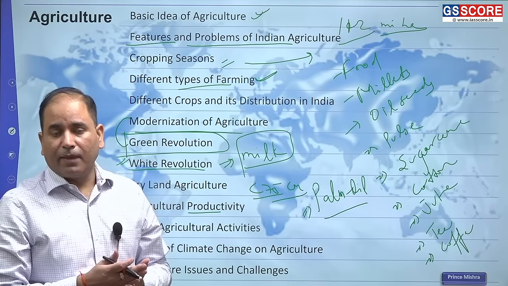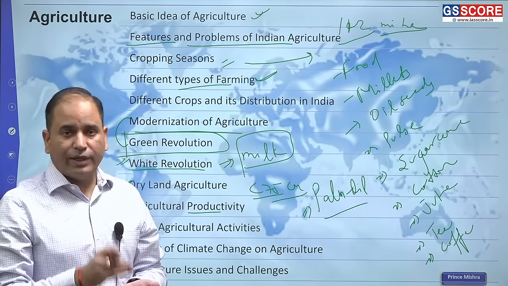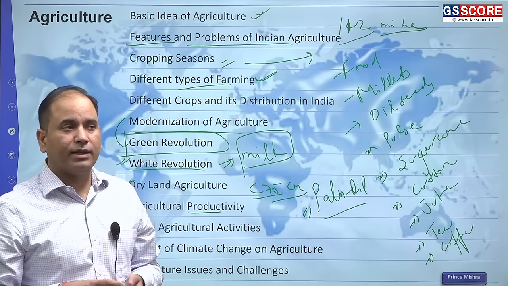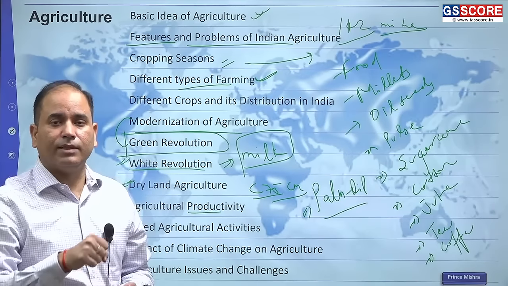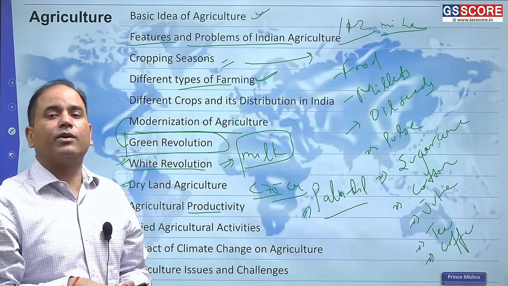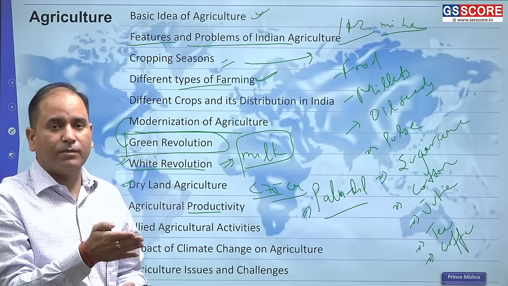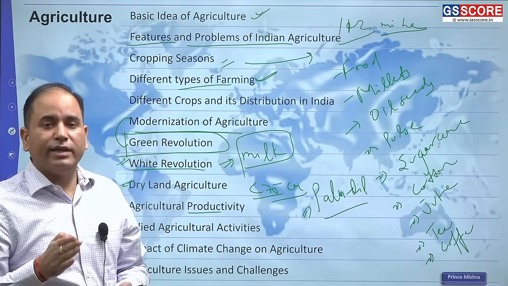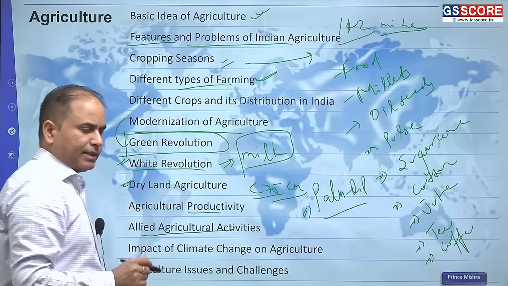We need to increase our agricultural productivity. India has low agricultural productivity in most of the crops, so we need to improve it. For that we need to identify the areas where agricultural productivity is low, and in these areas we need to identify what the main problems are, and look for individual solutions. Now then we have allied agricultural activity.